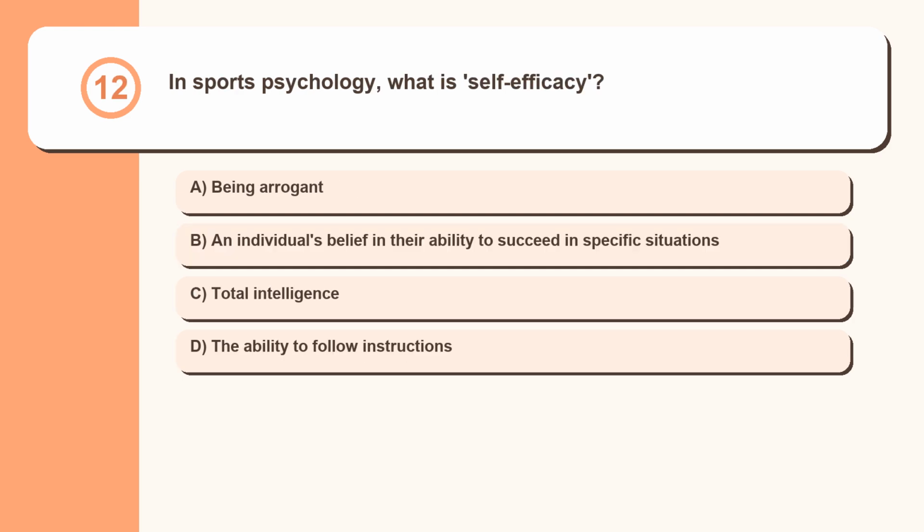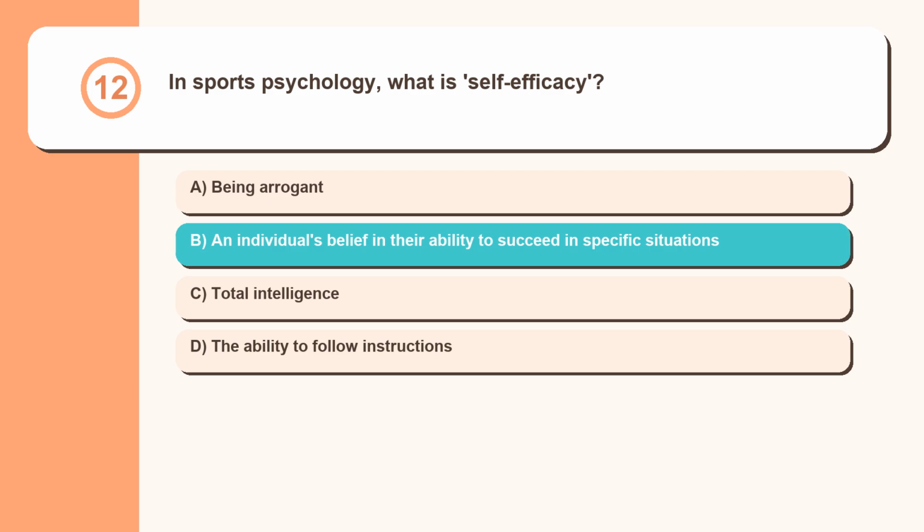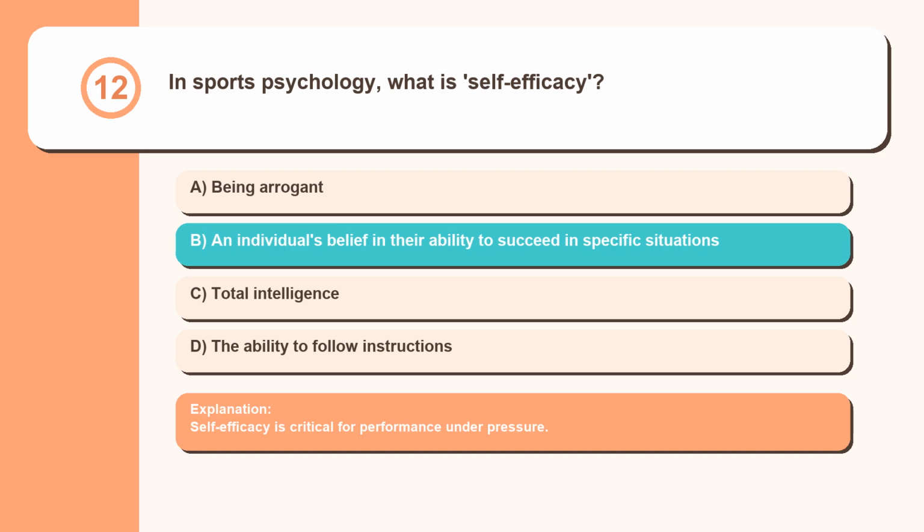Question 12. In sports psychology, what is self-efficacy? Being arrogant. An individual's belief in their ability to succeed in specific situations. Total intelligence. The ability to follow instructions. Self-efficacy is critical for performance under pressure.